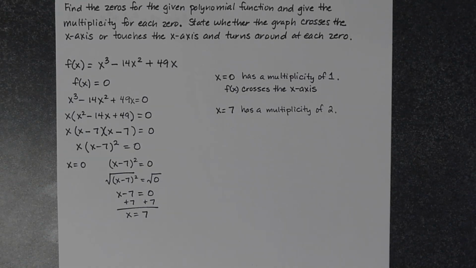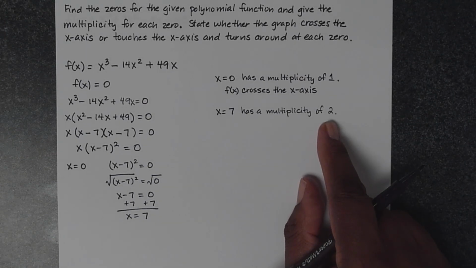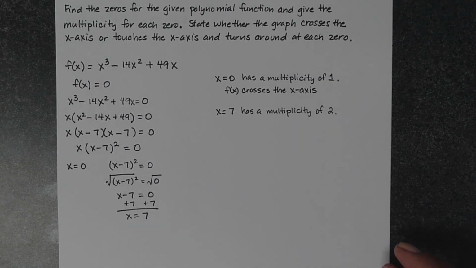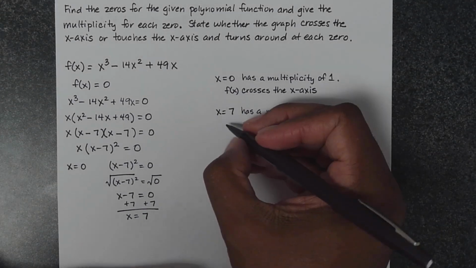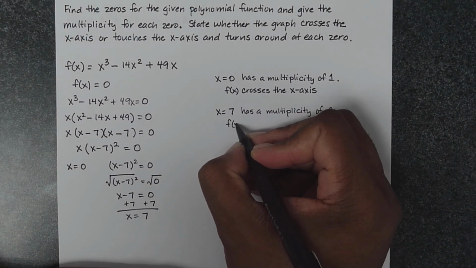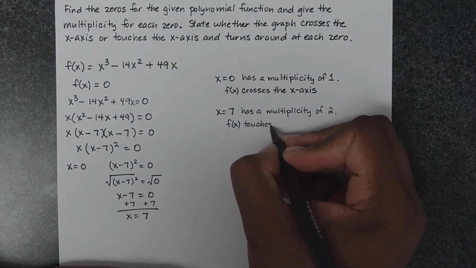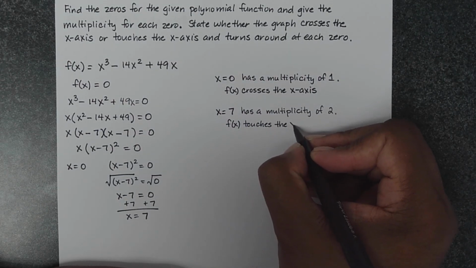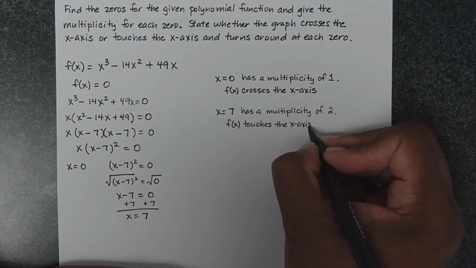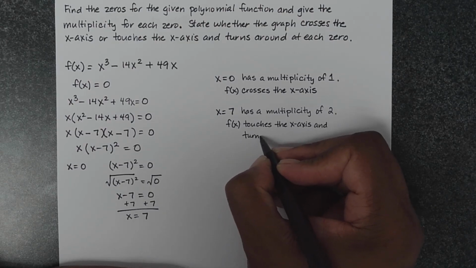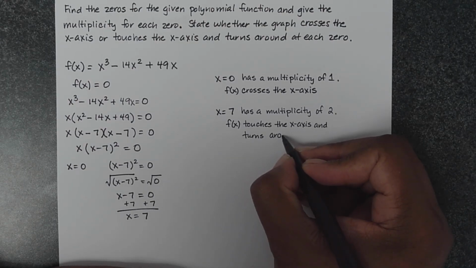Now for x equals 7, it has a multiplicity of 2. And here we have an even multiplicity. With an even multiplicity, the graph of that function will be touching the x-axis and it will turn around at that zero. So at x equals 7, we can say that the function f of x touches the x-axis and turns around.